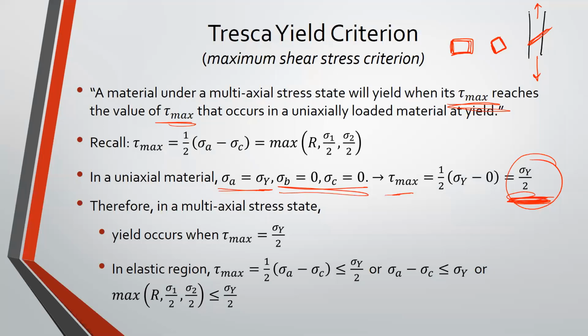So when you come into a multi-axial stress state, you could have any values for sigma A, B, and C, right? Absolutely any values. Whatever loading you apply, you get some principal stresses, A, B, and C. Then you could compute 1/2 sigma A minus sigma C. And when that value reaches sigma y over 2, you would expect yielding to occur.